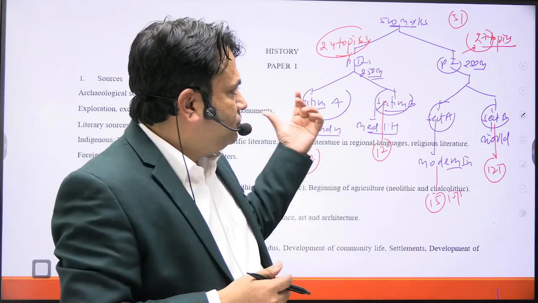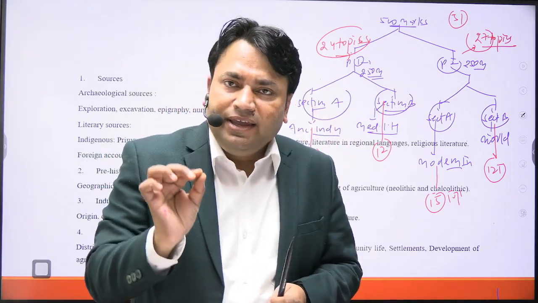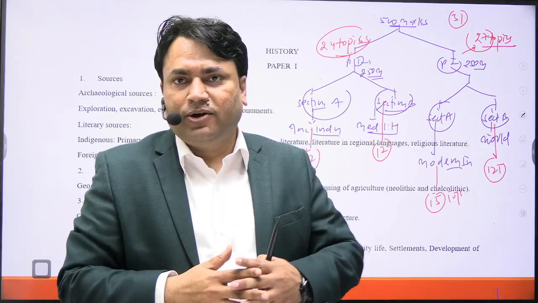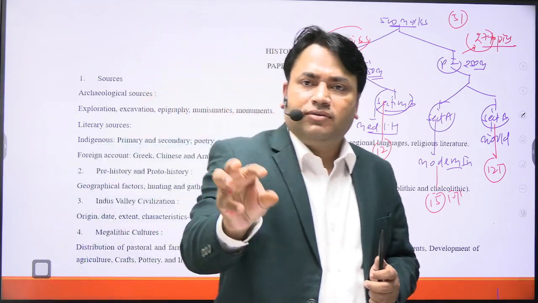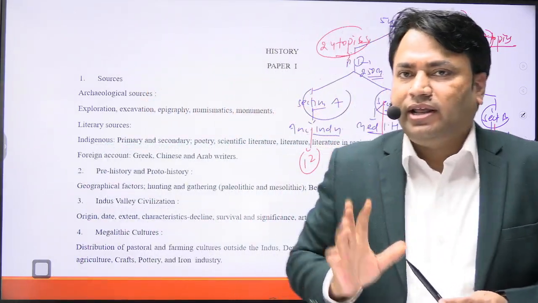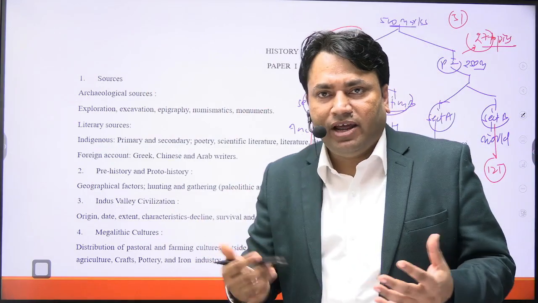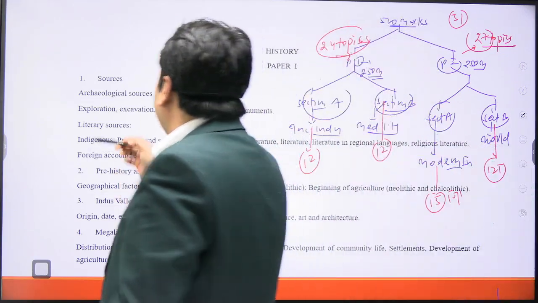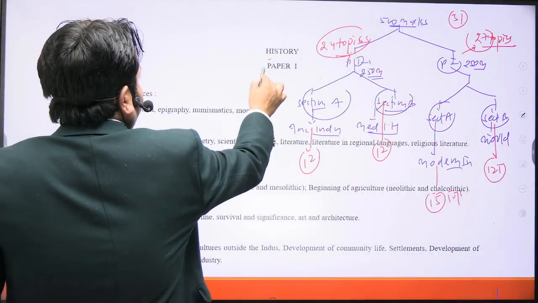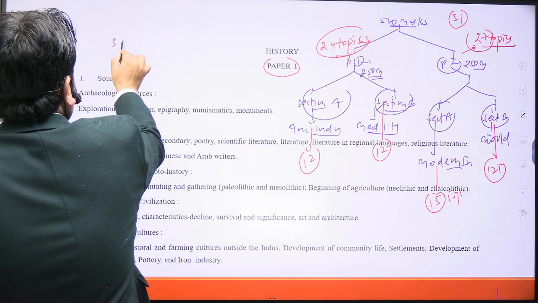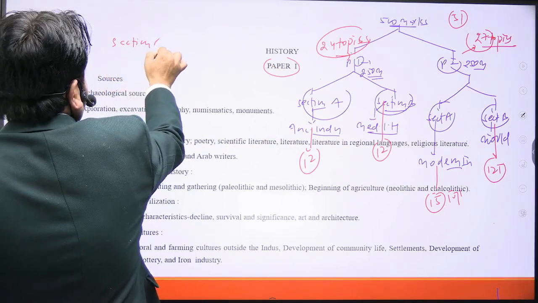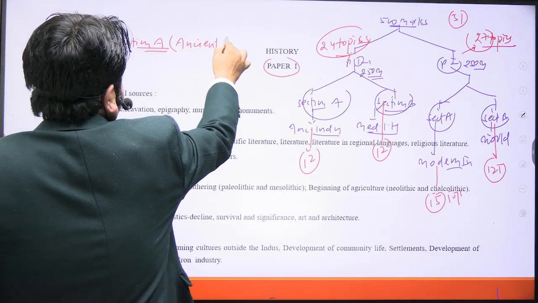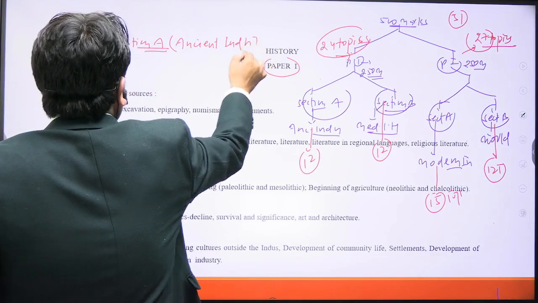So in our classroom program, we will discuss each and every topic in minute detail, and your class notes will cover all important areas. Now let's have an idea about what is given in your syllabus. Let's start with paper 1. This is paper 1, and we are going to start with section A, the topics related to ancient Indian history.